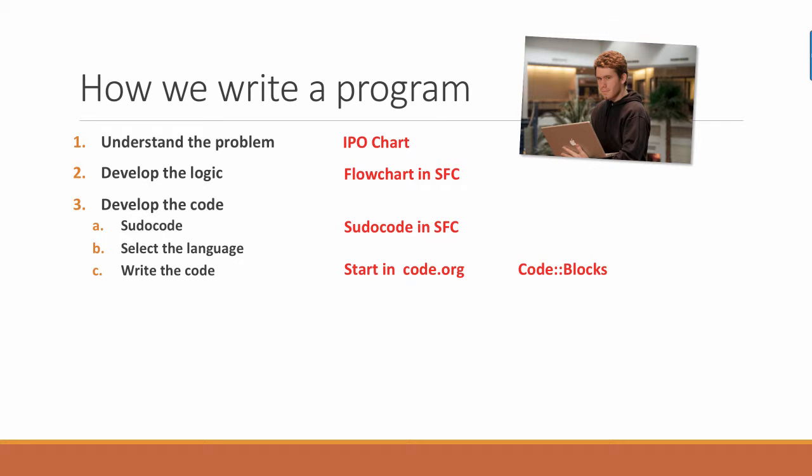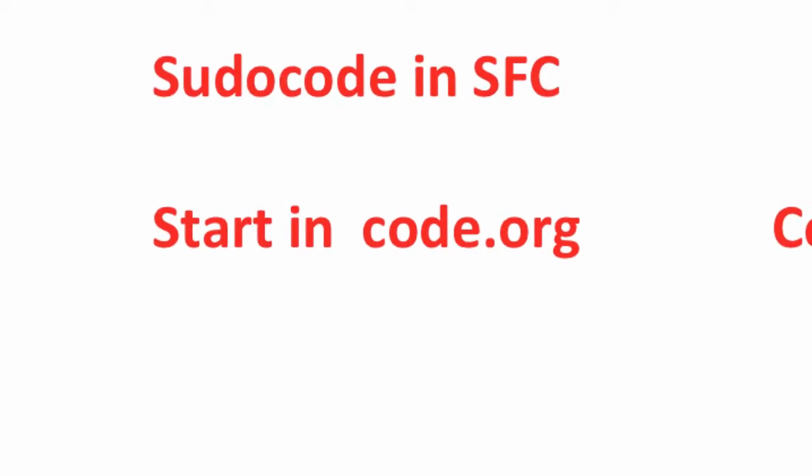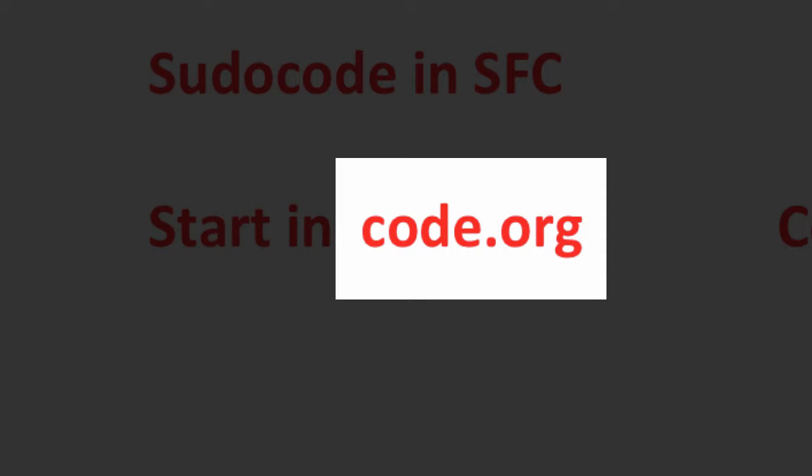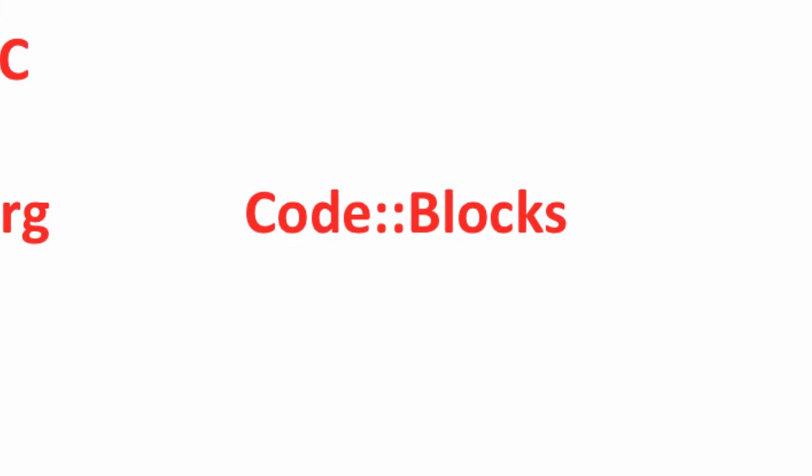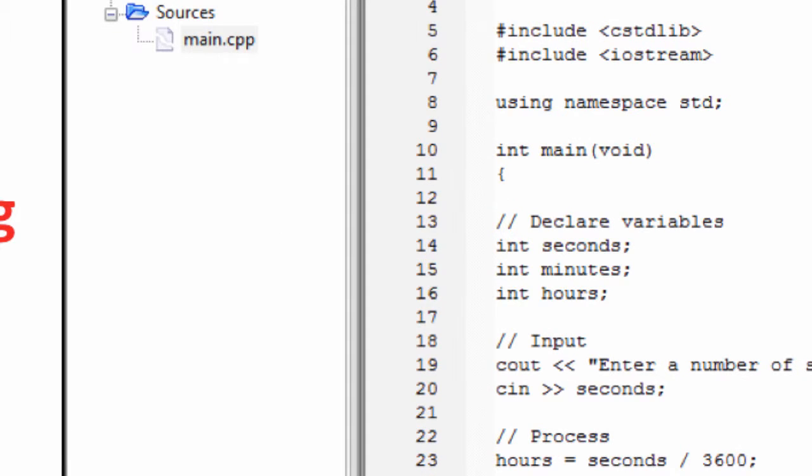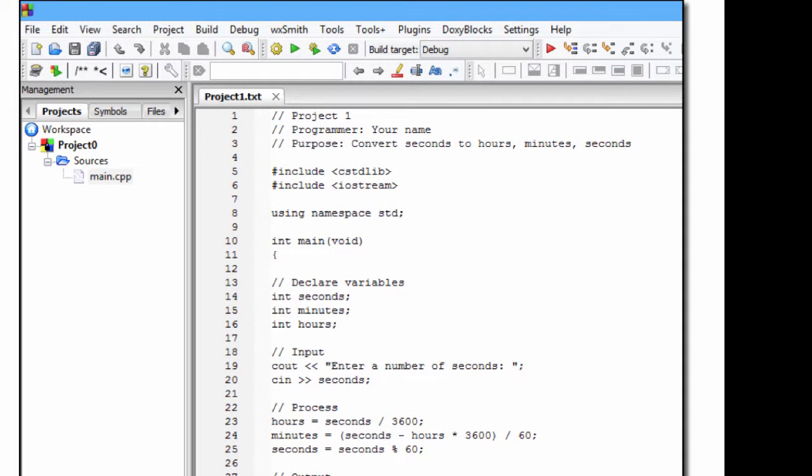Once we get the language selected, then we're going to write the code, and we're going to do it in two places. We're going to start with code.org. That's a website that's going to teach you all kinds of structures and logic and get your mind kind of bending in that direction. And then once you've done that, you're going to go ahead and start Code Blocks. And Code Blocks is available on Blackboard, and is available from your instructor, and it's also available online under Code Blocks.